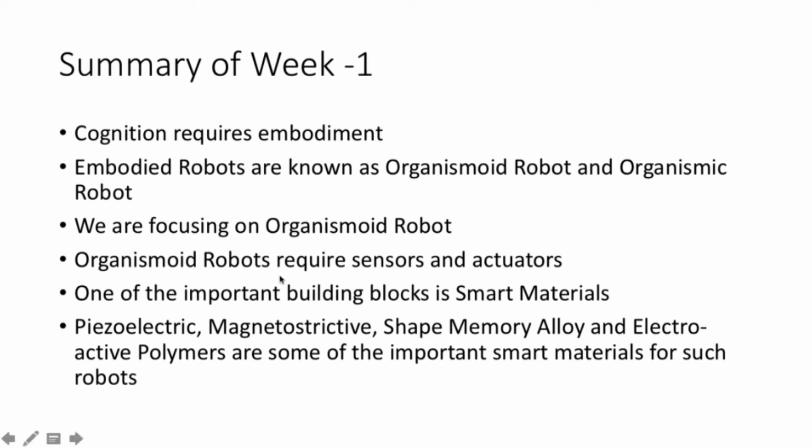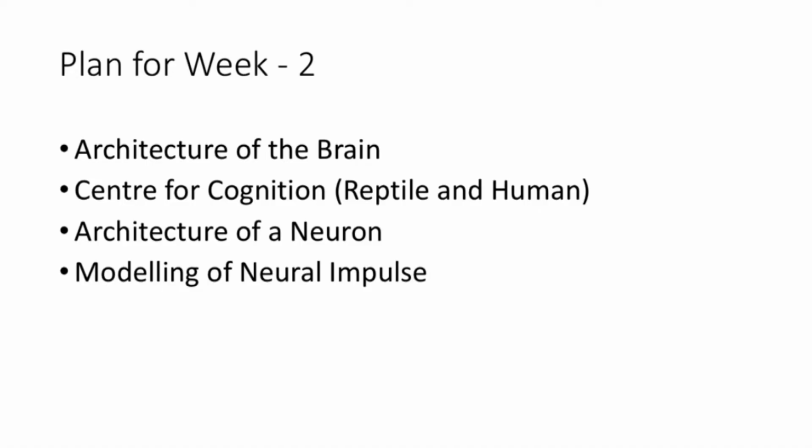So with this building block that we have discussed in the summary of week 1, now we will go to week 2 of our lecture. Let us look into our learning goals of week 2. My plan is that, because cognition is now in the picture, I will first discuss the architecture of the brain and the center for cognition for reptile and human by looking into specific areas of the brain. Then, in a top-down approach, I will go to the architecture of a neuron, and we will also talk about how to model the neural impulse.